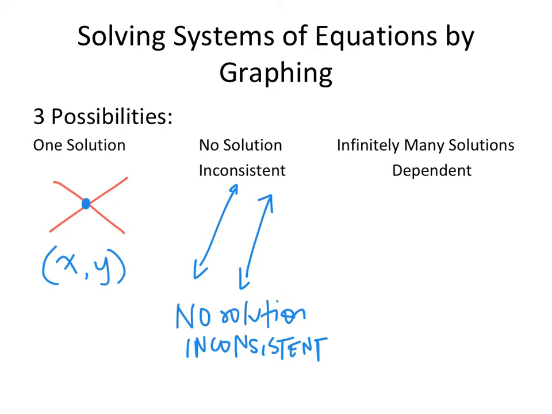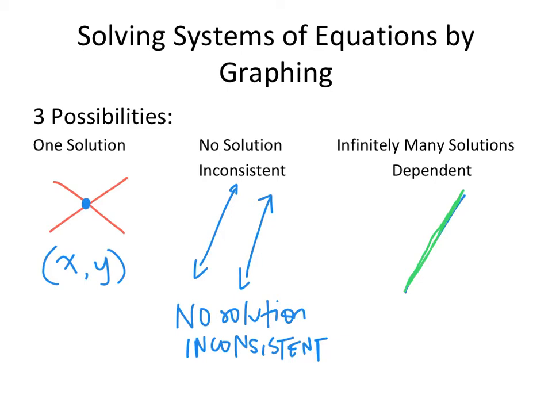The third possibility, infinitely many solutions or dependent, occurs when I have two linear equations and they actually lie on top of each other. So for example, the first would be something like this, and the second one will actually lie right on top of it. Okay, so there's no gap actually. They lie right on top of each other.